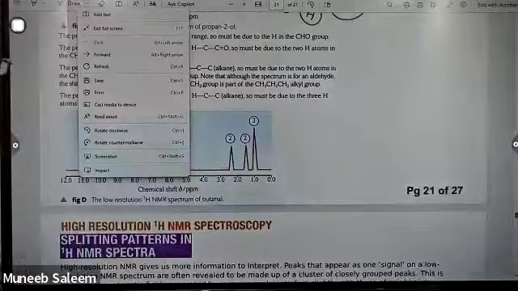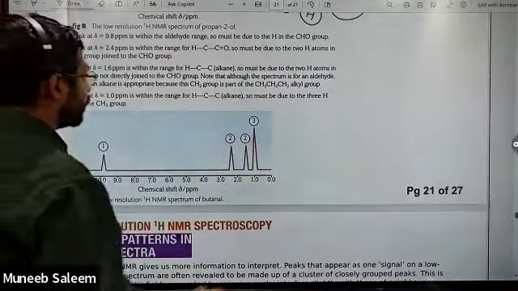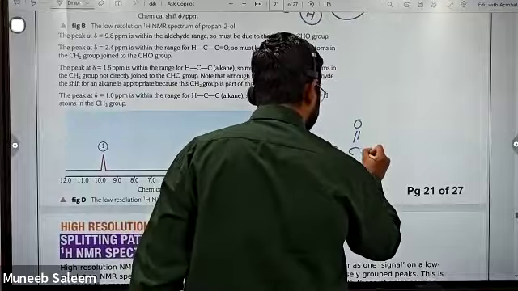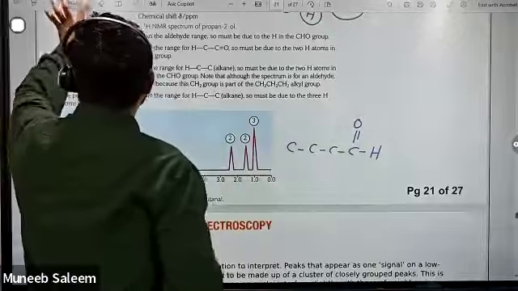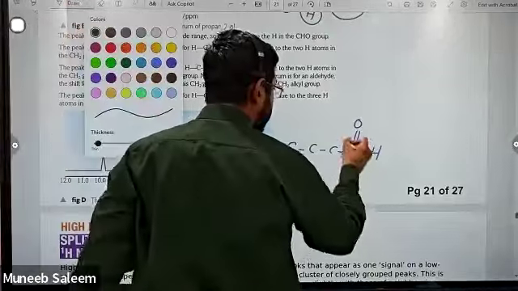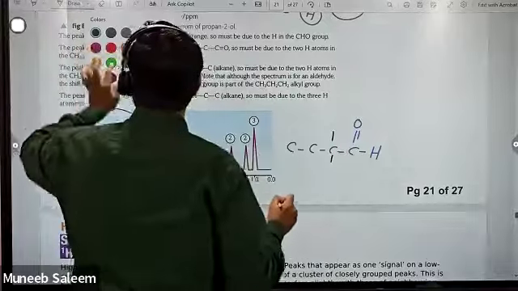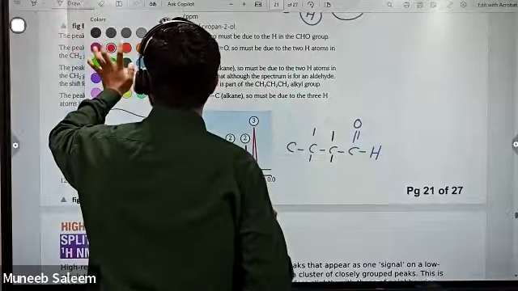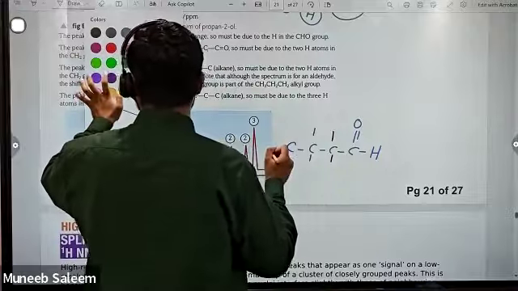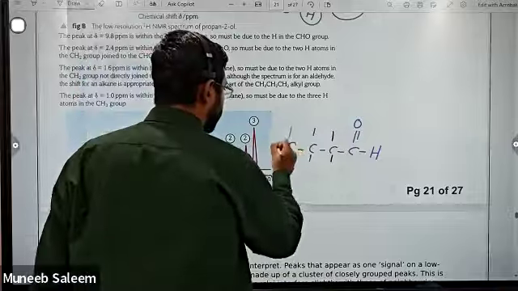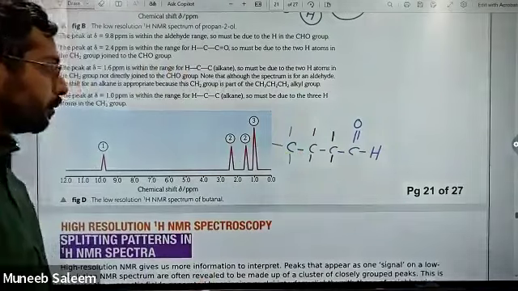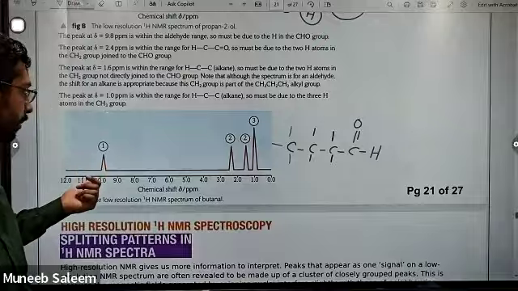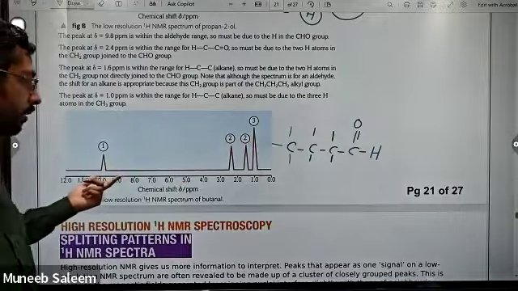But now this compound is butanal. It is like this. So for this case, I have 1 hydrogen atom over here, 2 hydrogen atoms here, 2 hydrogen atoms here, and another 3 hydrogen atoms over here. So in total, we have 4 different chemical environments. They are non-equivalent, and these are their positions.